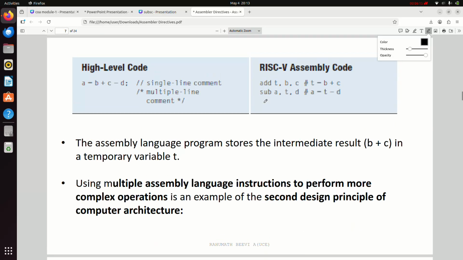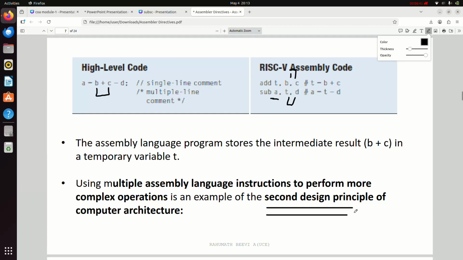So here, if you see, you have A is equal to B plus C minus D. It is a single line. So the assembly program stores the intermediate result. B plus C is stored in a temporary register, that is T, and then D is subtracted from that value to get the final result and store it in A. So if you have multiple assembly language instructions to perform a more complex instruction, that is an example of the second design principle.